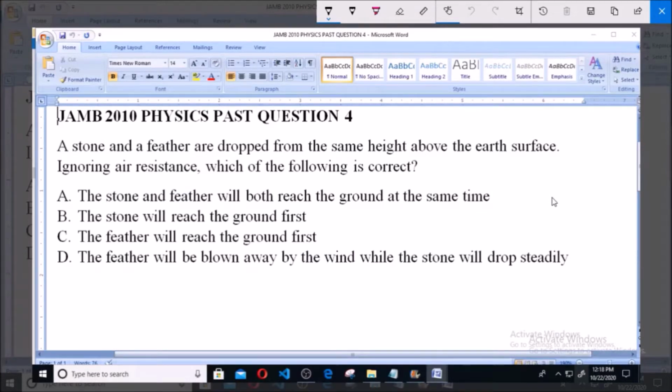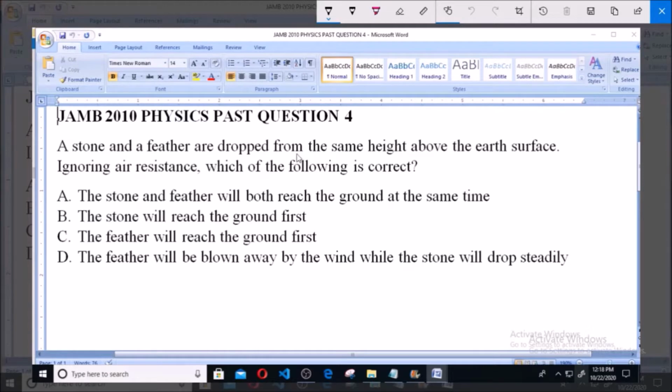I will be answering Jamb 2010 physics past question 4. A stone and a feather are dropped from the same height above the Earth's surface. Ignoring air resistance, which of the following is correct? A. The stone and feather will both reach the ground at the same time. B. The stone will reach the ground first. C. The feather will reach the ground first. D. The feather will be blown away by the wind, while the stone will drop steadily.